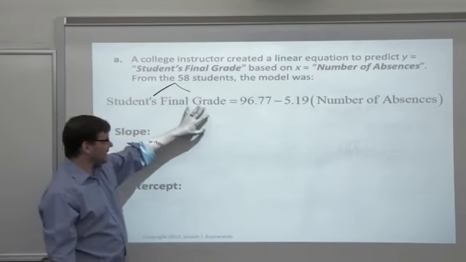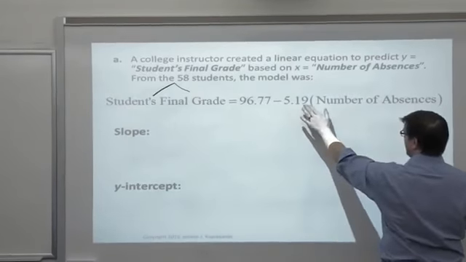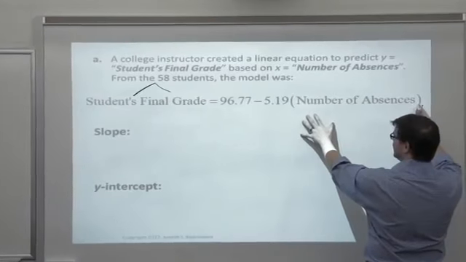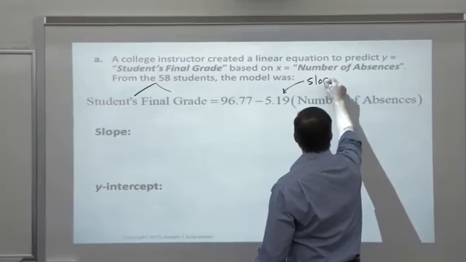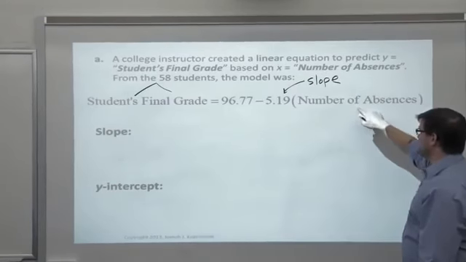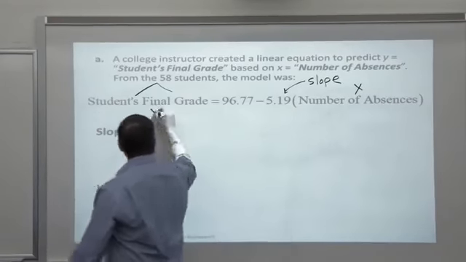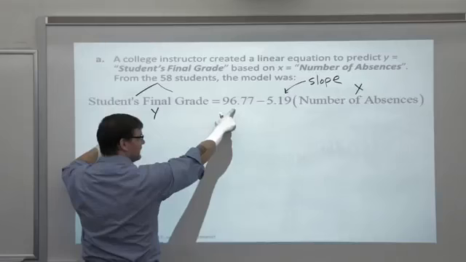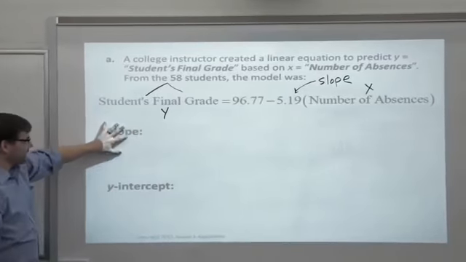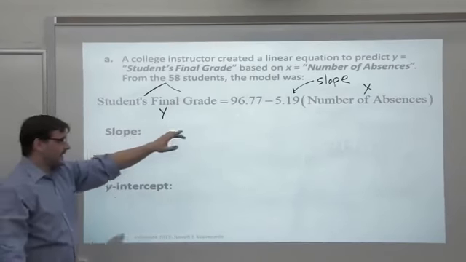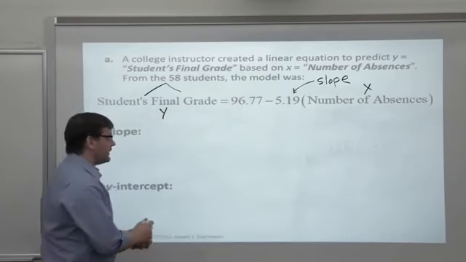Students' final grade is predicted to be 96.77 minus 5.19 times number of absences. Be careful, students. This is the slope. Slope is always the number connected to the x variable. That's your x variable. Down here, this will be the y variable, and the number all by itself is the value of the y-intercept. Interpret the slope in context. What does this negative mean? Careful, it's a negative 5.19.